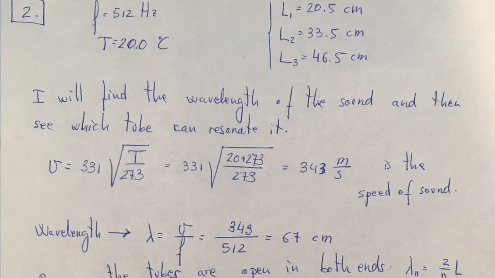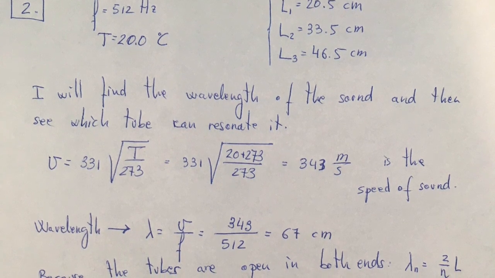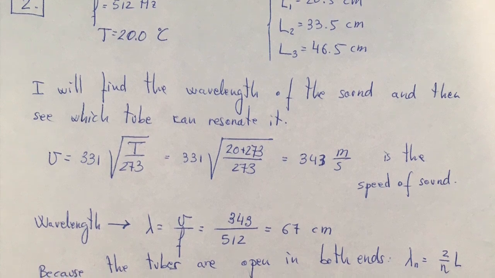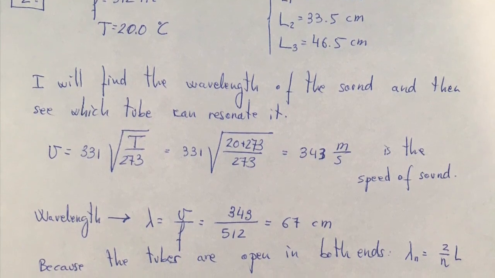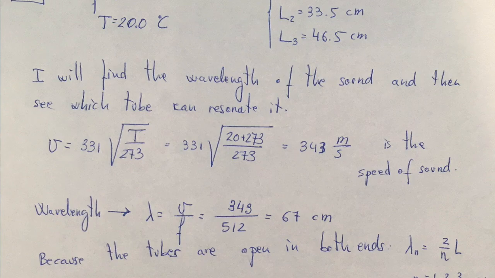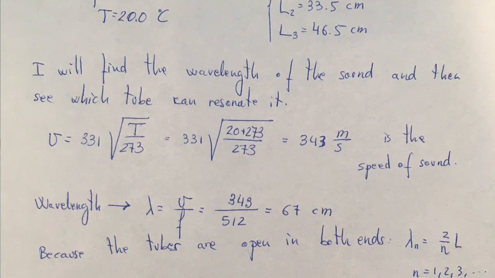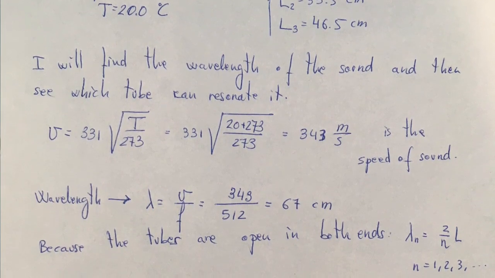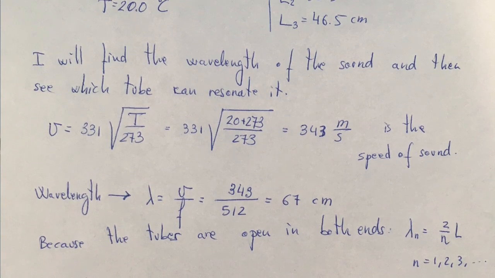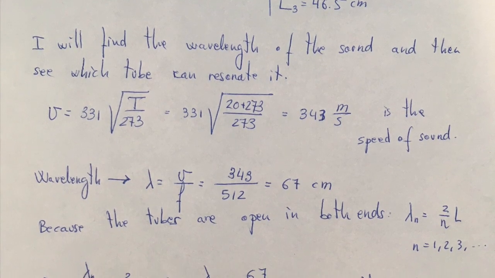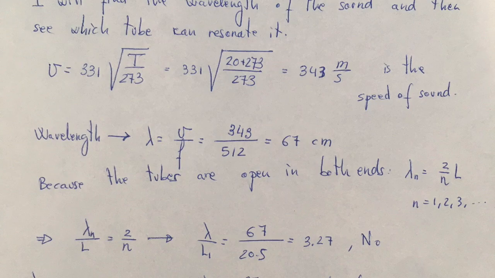Because the tubes are open at both ends, the wavelengths allowed in those tubes are 2 over n times L, where n is any integer 1, 2, 3, 4, 5, and L is the length of the tube. So let's divide the wavelength that I just found by those three lengths, and let's see what I find. If I divide lambda over L, I have to find 2 over n, where n is an integer.